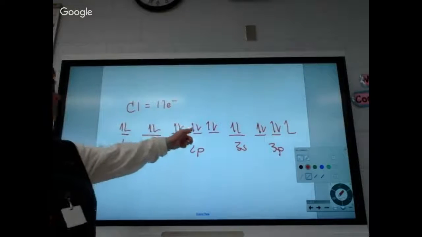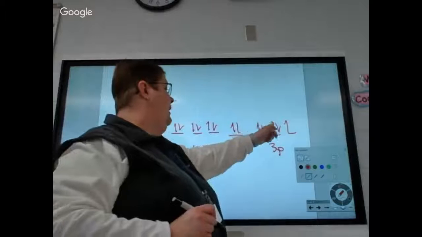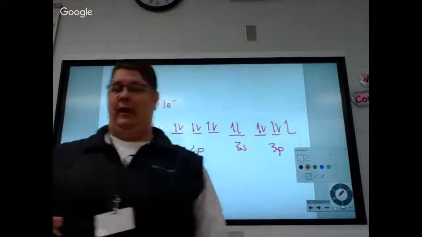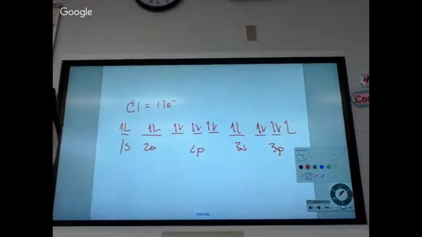1, 2, 3, 4, 5, 6, 7, 8. Why did I not count that one? It's not filled. So there are 8 that are filled. The number of half-filled orbitals of cobalt. What would we need to look for? Ones with 1 arrow. There would be 3.